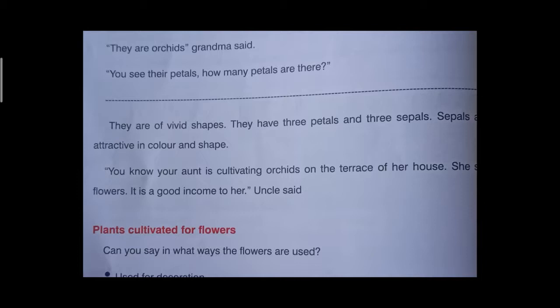"You know, your aunt is cultivating orchids on the terrace of her house. She sells cut flowers. It is a good income to her," uncle said. You know that to make bouquets and all, we are using the orchid flower. It is a little expensive also. So if they are selling to others, it will be a good income.